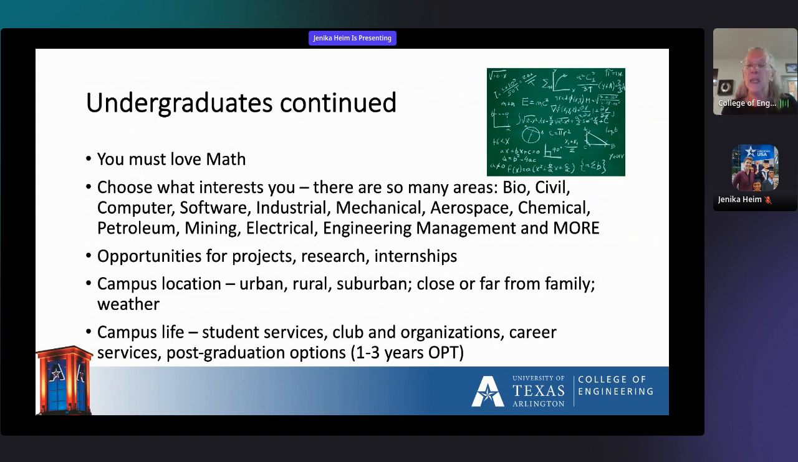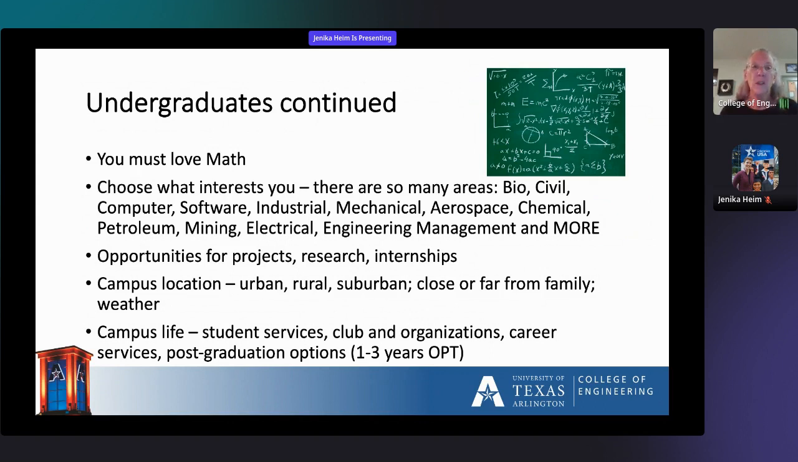You don't have to be excellent at math. You just have to really love it and be willing to work through the problems. There are so many different kinds of engineering available. There's bioengineering and civil and computer and software, electrical, petroleum, mining, energy, engineering management, resource engineering. There's all kinds of engineering. There's at least 50, 70, maybe even 100 or more different types of engineering. So it's really important for you to study that area of engineering that really interests you.